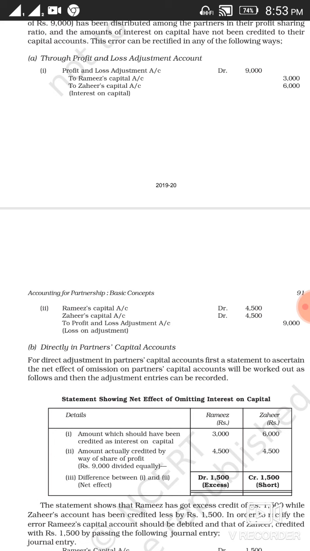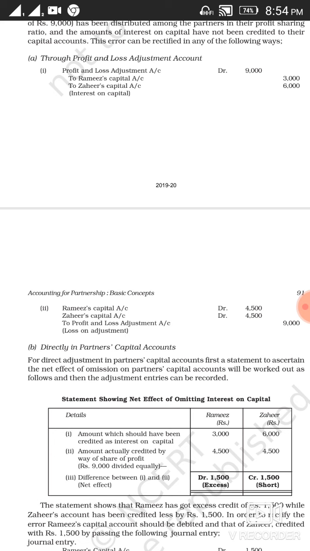Whereas in case of Jahir, the amount that has to be credited to him is 6000, whereas the actual amount that has been credited to him is 4500. So still 1500 has to be given back to Jahir. Giving amount to the partner means you have to credit the capital account of that partner. So you have to credit the capital of Jahir by 1500. On comparing the figures, you can make out Ramesh's capital has to be debited by 1500 and Jahir's capital has to be credited by 1500.